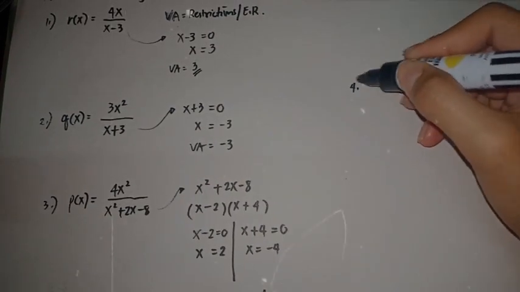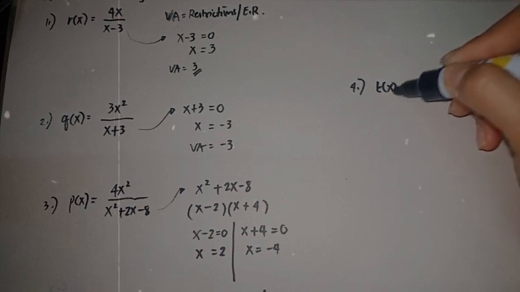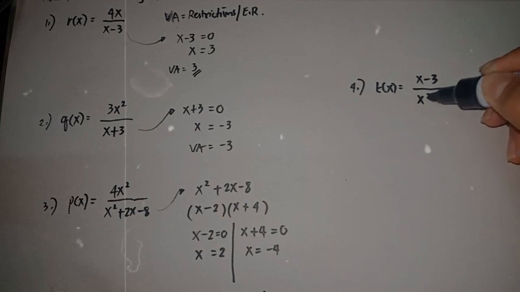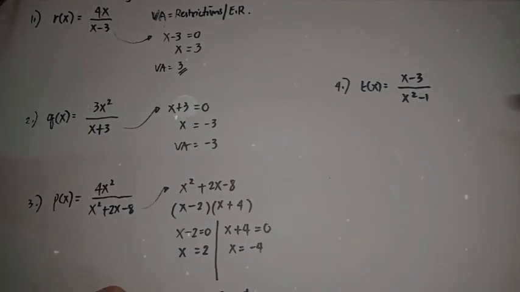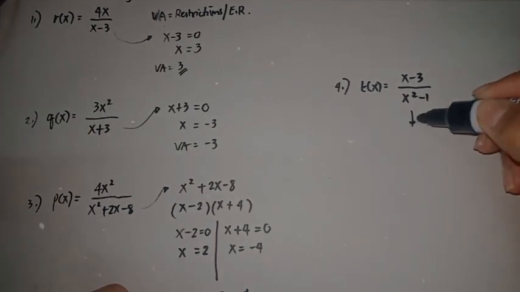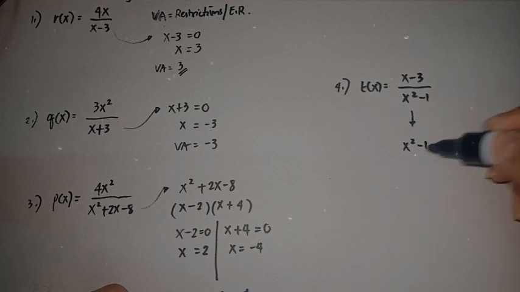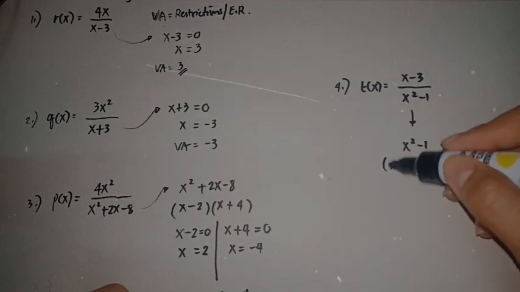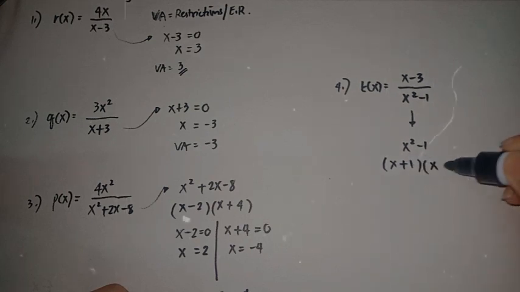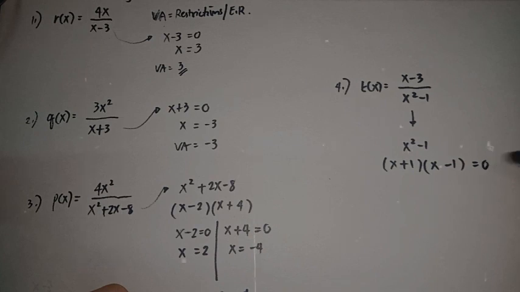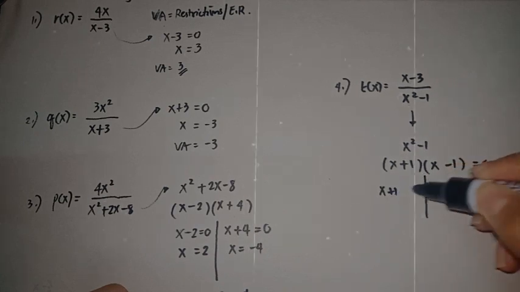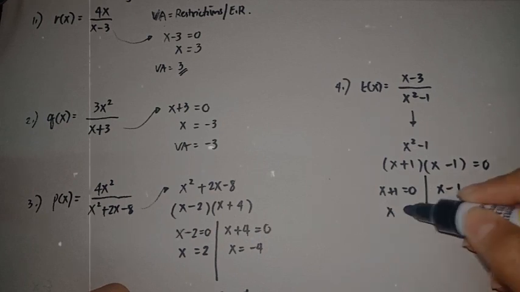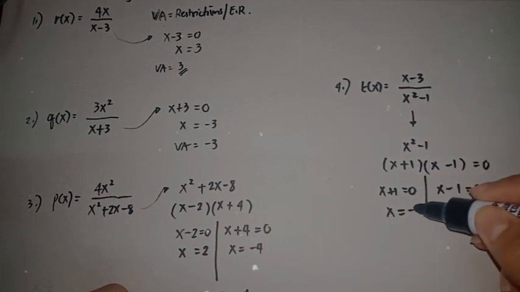And for the last one, we have x minus 3 all over x squared minus 1. For the vertical asymptotes, we have x squared minus 1. Get the factors of this binomial. So we have x plus 1 and x minus 1. Then equate it to 0. So we have x plus 1 is equal to 0. Same on the other side. Solve for the value of x, transpose. So we have negative 1.